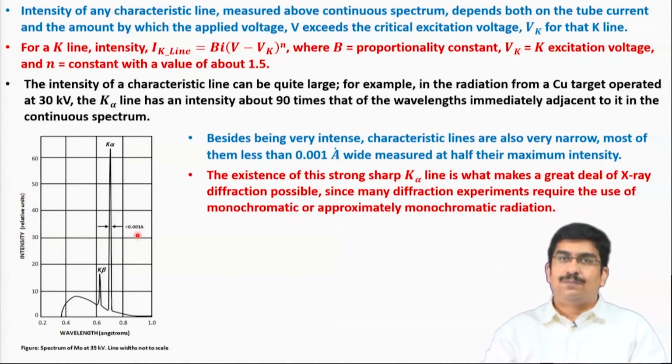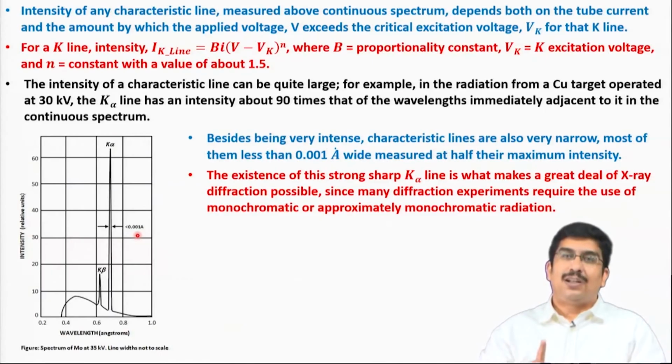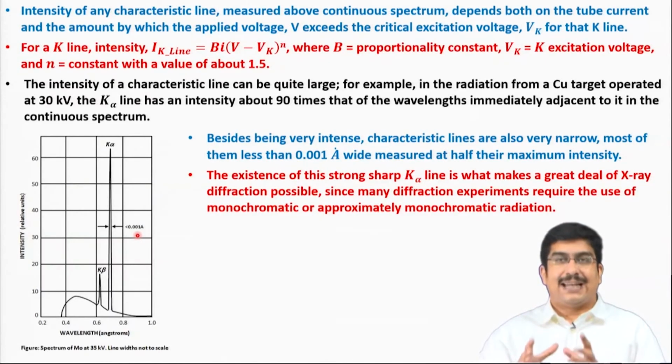So, that is why the characteristic radiations are used mostly for diffraction. When we are using X-ray diffraction machines, X-ray diffraction systems, only the characteristic radiations are used. Now, that does not mean that we do not have anything to do with the continuous spectrum. The continuous spectrum is used when we want an X-ray image, radiography or X-ray absorption.